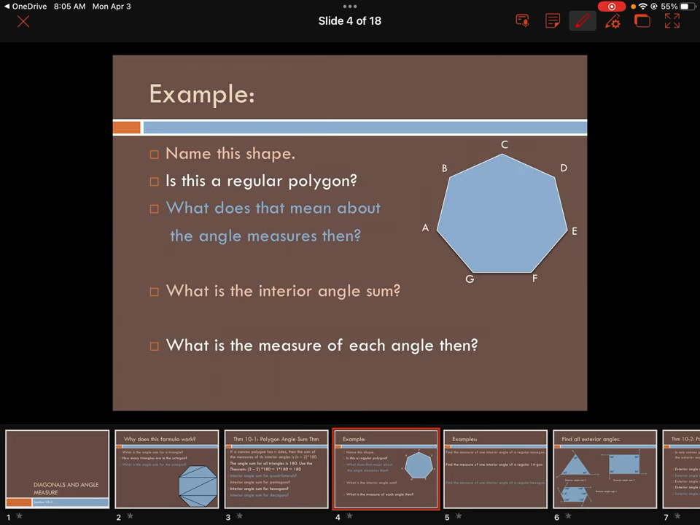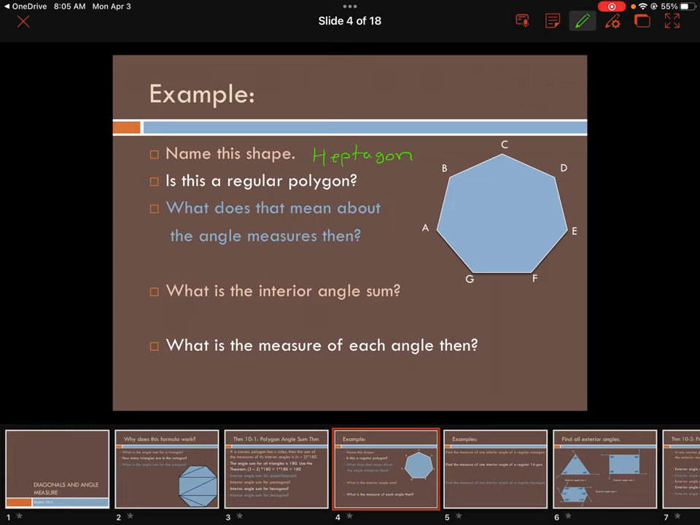Okay, so that comes in handy when you're solving for angle measures for shapes, and you know all of them except for one. So here's an example. Name this shape. So we have to count the sides or the vertices. I'll give you the same number. There's 7 sides, 7 vertices. So this guy's a heptagon, which works out nicely because we didn't do the heptagon on the last slide.